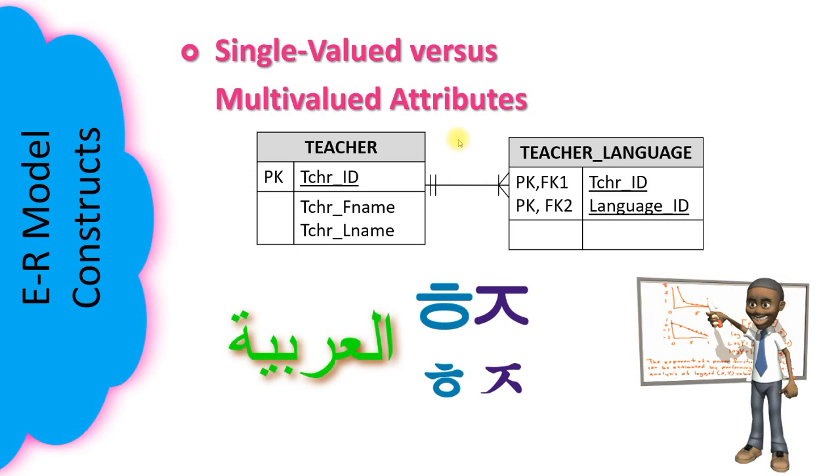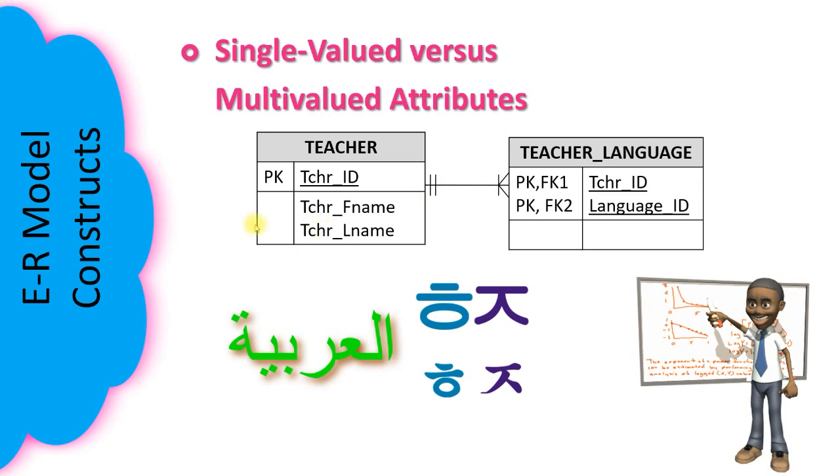I've told you that a multi-valued attribute is a problem. So how to solve it? This is the way to deal with it. What I did is that I have removed teacher language from the original entity type, teacher. There's no more teacher language attribute here. A new entity type has been created for language.